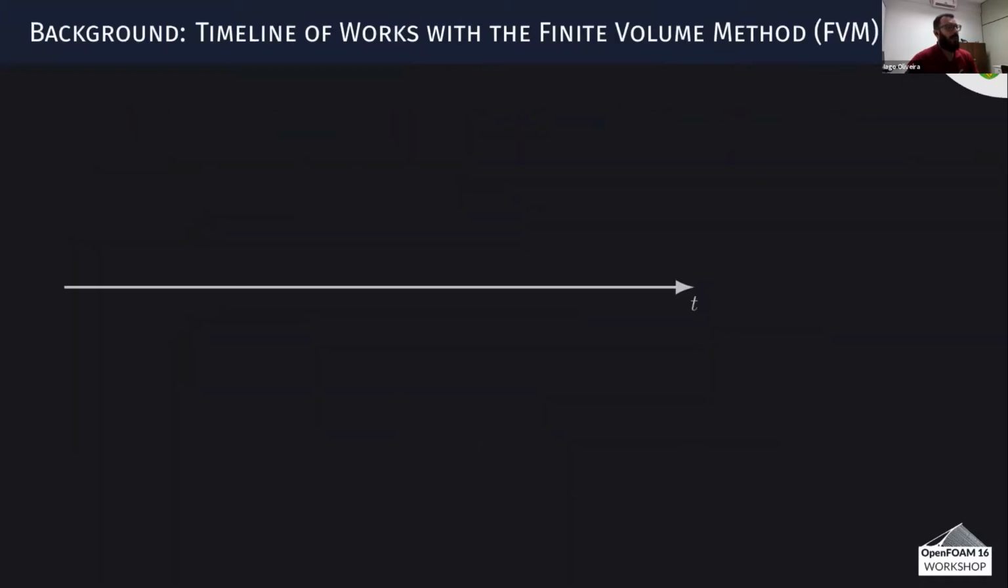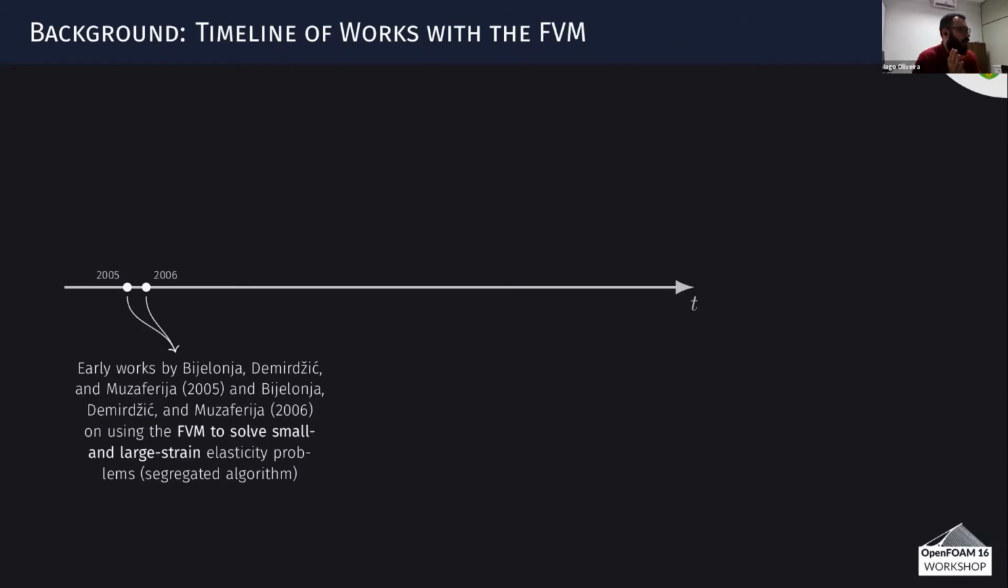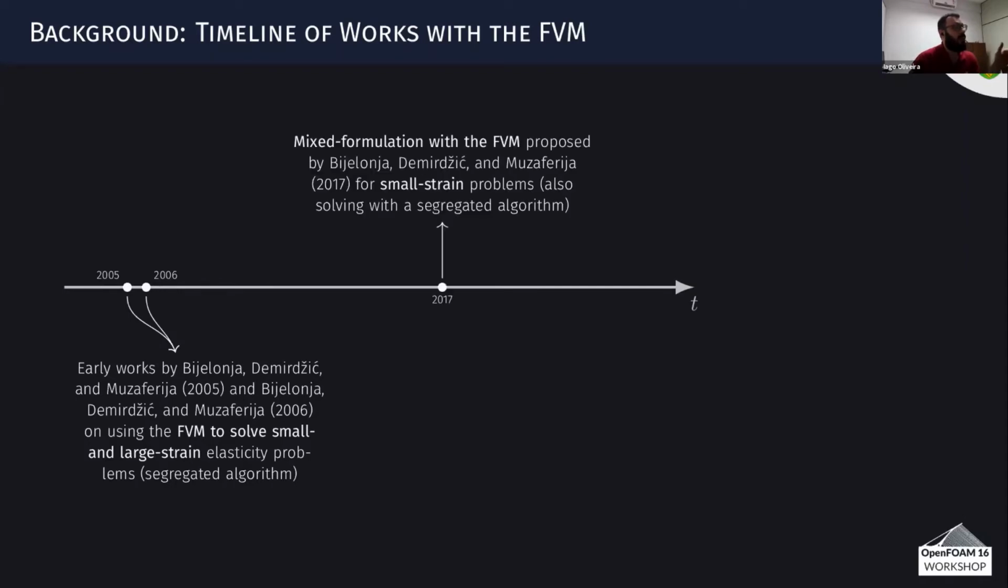Our work is based on others, of course, so let me give a little background of what is available in the literature with the finite volume method. Of course, there are a lot of other studies with the finite element method. It basically started with two works in 2005 and 2006, where the authors used the finite volume method to solve small strain and large strain problems, but using a displacement-based algorithm. More recently, the same authors proposed what they call the mixed formulation of the finite volume method to solve small strain, but with a decoupling of the momentum equation to improve the convergence of the solver.